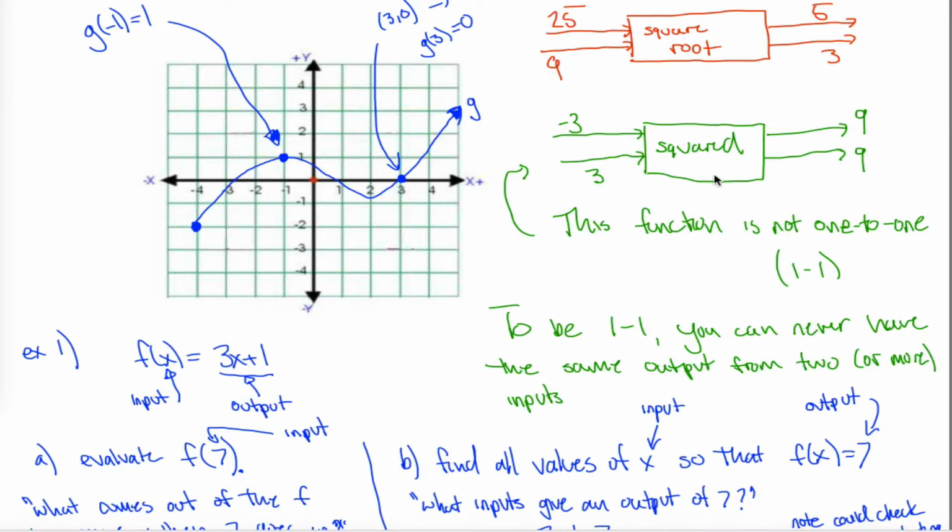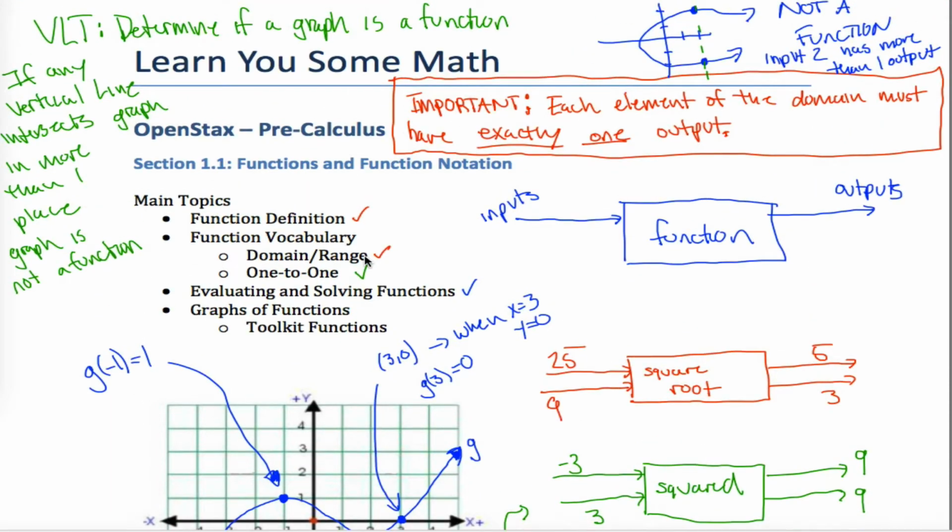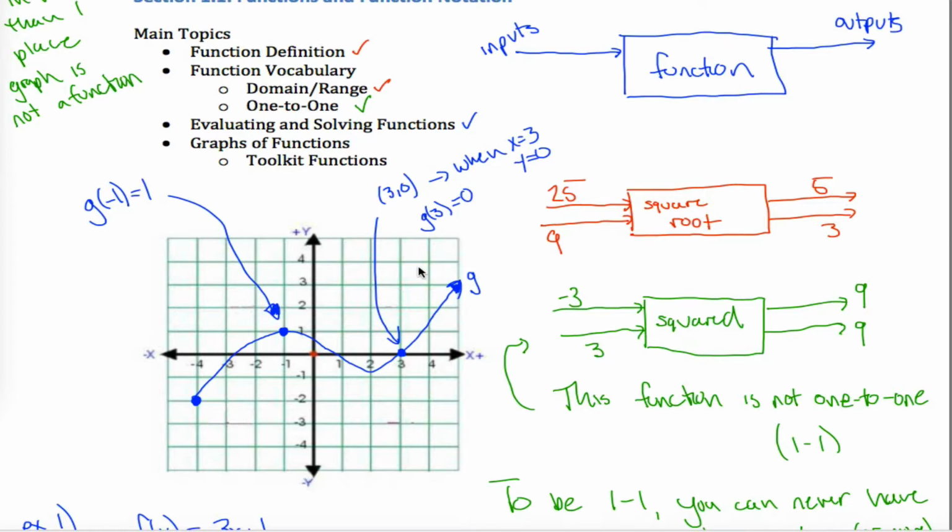This one was not one-to-one. To be one-to-one, you can never have the same output from 2 or more inputs. In terms of a graph, the output is the y value, the height, and the input is the x value, how far left and right you are. So if you're not going to be one-to-one, that's going to mean there are 2 different x coordinates that have the same y coordinate. We can come up with a test that's very similar to the vertical line test to determine whether or not a function is one-to-one. You are not one-to-one if you have the same output for 2 or more inputs.